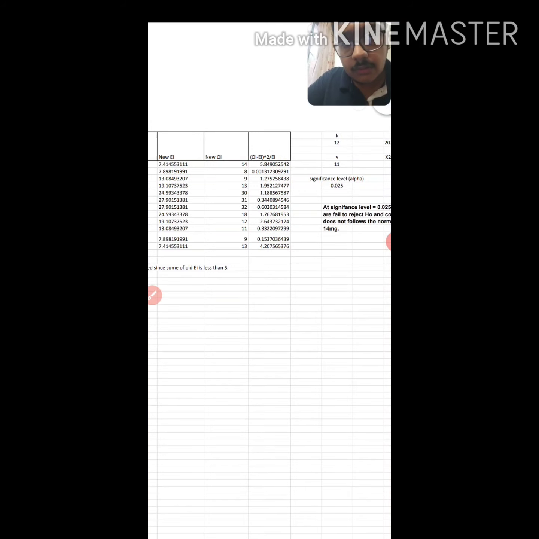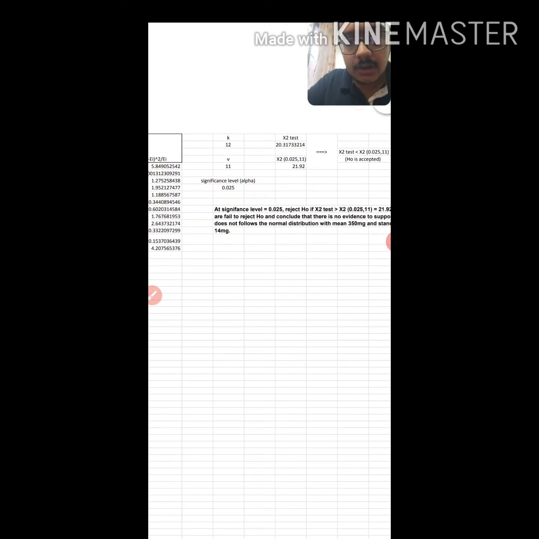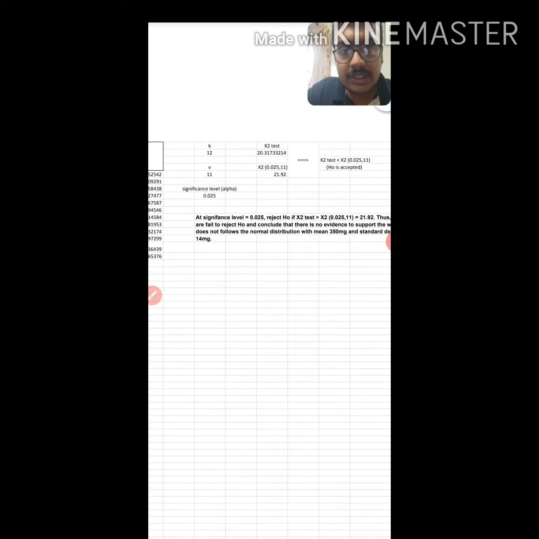After using the formula of (OI minus EI) squared divided by EI, that means the observed frequency minus the expected frequency squared, divided by the expected frequency, we get the following values. After adding the values, our chi-square test result comes out to be 20.3173. Now for the 0.025 significance level, we get the value of 21.92 using our statistical data booklet.